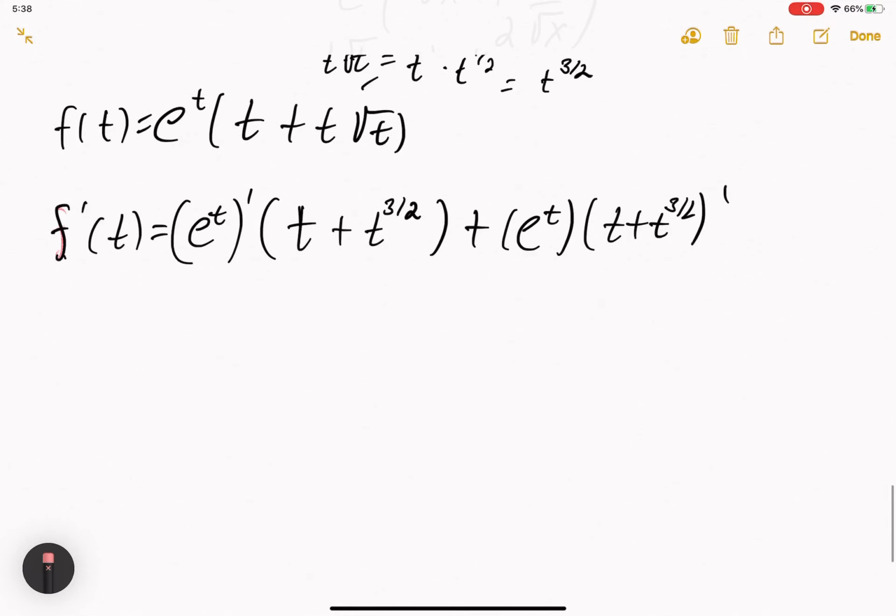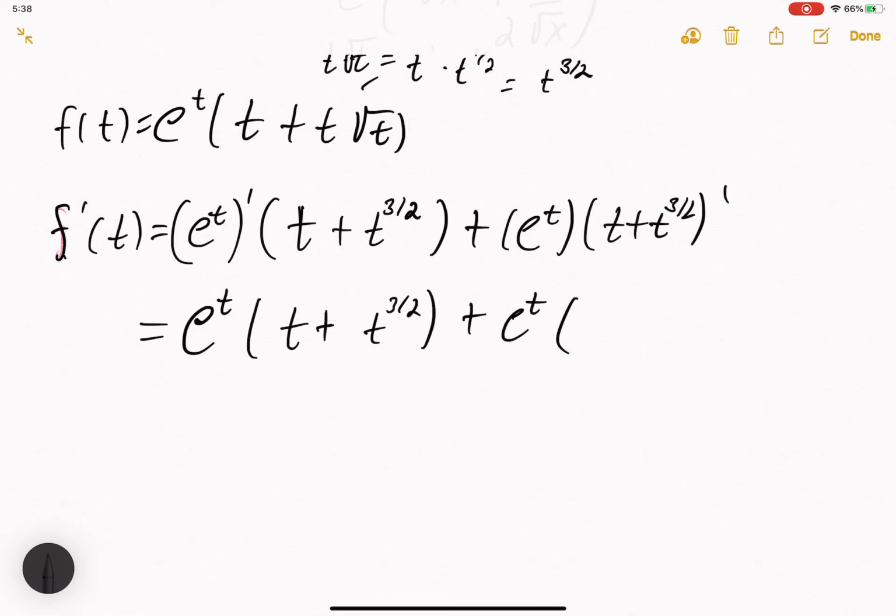So let's actually do the derivatives now. The derivative of e to the t is just e to the t. So we get e to the t times t plus t to the 3 over 2, plus e to the t times the derivative of this. So the derivative of t is just 1. Now the derivative of this is going to be, we could bring down that exponent, so 3 over 2 times t, and then we subtract 1 from the exponent. So 3 over 2 minus 1 is equal to just 1/2. So t to the 1/2.